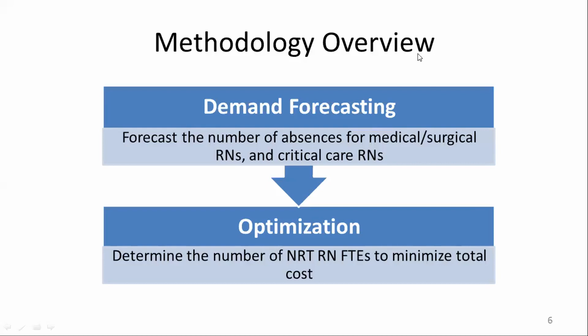The methodology we used to solve this problem consisted of 2 parts. First, a demand forecasting module was used to forecast the number of absences for both nursing skill levels. Second, an optimization module took the forecasts as input and used them to determine the optimal number of NRT FTEs to minimize our total cost.